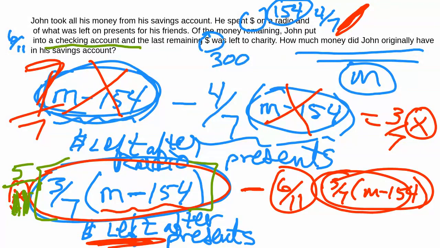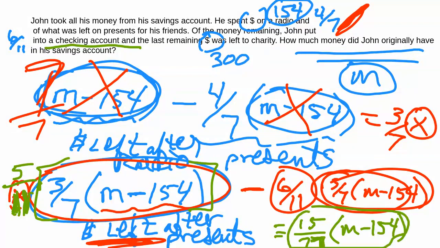And so if we want to know how much he has left after putting money into the checking account, we can just multiply the fractions now. So 5 times 3 is 15, and 11 times 7 is 77. So it's 15/77 times the quantity M minus $154. And that's how much money he has left after putting money into his checking account. So basically, we're right here now.